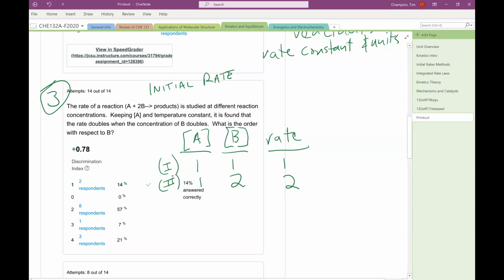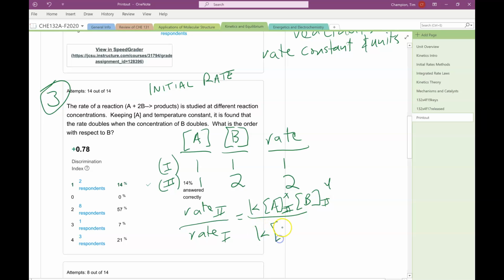So what we would say is that, we usually look at the ratios of the rates. So the rate of Roman numeral 2 over the rate of Roman numeral 1 is going to be equal to K times the concentration of A in Roman numeral 1 to the X power times the concentration of B in Roman numeral 2, these are Roman numeral 2's on the top, at the Y power. And on the bottom I'd have K, A Roman numeral 1 to the X power, B Roman numeral 1 to the Y power.